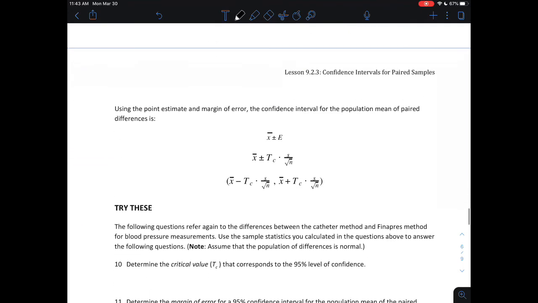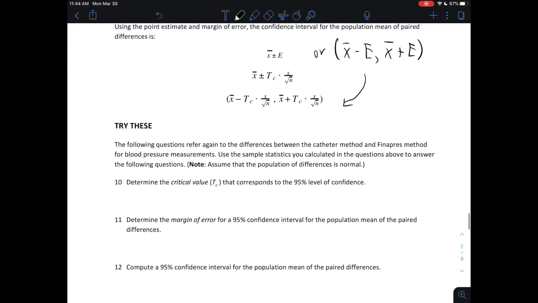Using the point estimate and margin of error, the confidence interval for the population mean of paired differences is x bar plus or minus E, or as we've seen before in interval notation, x bar minus E, x bar plus E. And you can also see that at the bottom here where they've written out the formula for E.